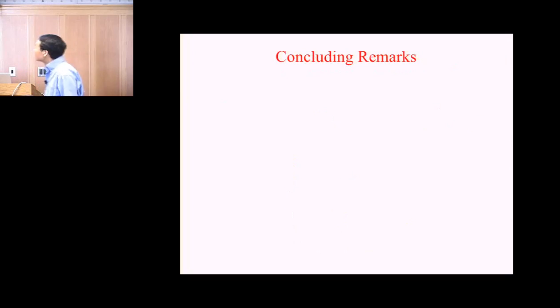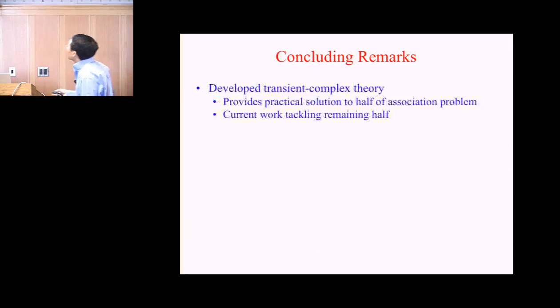I want to wrap up with a few concluding remarks. I've showed you that we've developed this transient complex theory that we think provides a practical solution to half of the association problem, the half that has rate constant greater than 10 to the fourth per mole per second, and we're now working on the remaining half that involves a conformational change in the association process.